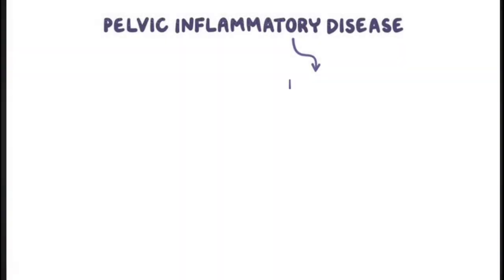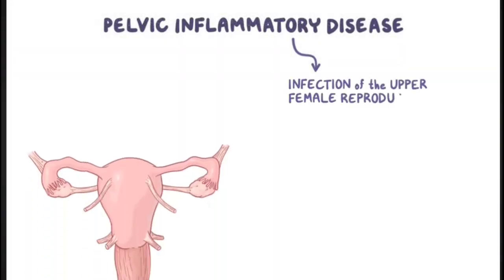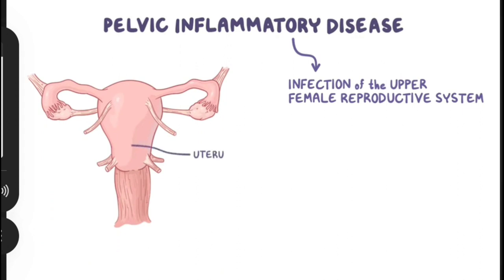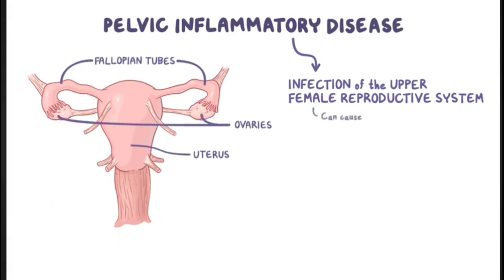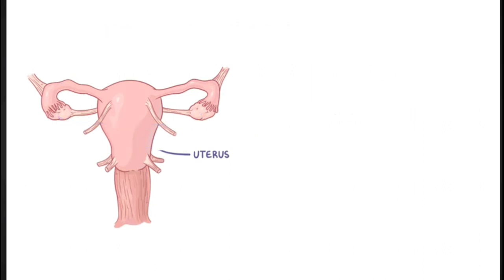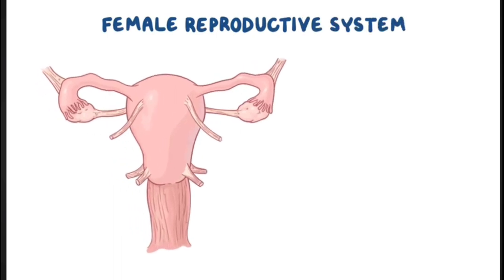Pelvic inflammatory disease, or PID, is an infection of the upper female reproductive system, including the uterus, fallopian tubes, and ovaries. It can cause a number of serious complications, including infertility. The female reproductive system includes all of the internal and external organs that help with reproduction.